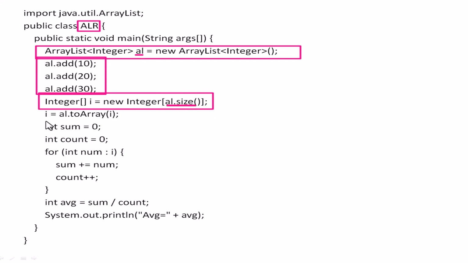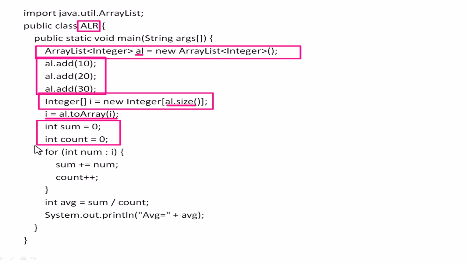Now I equal to al.toArray(I). It means you are going to convert the array list to the array, so all the elements will be stored inside I. Now we are going to create two variables, sum equal to 0 and count equal to 0. They are initialized to 0.